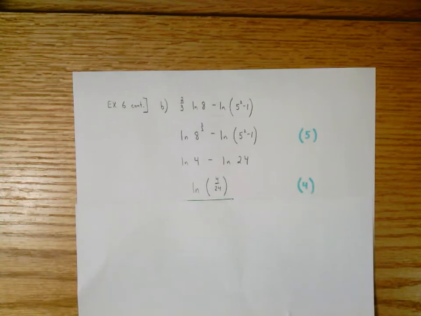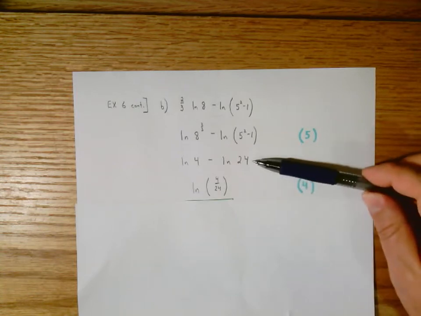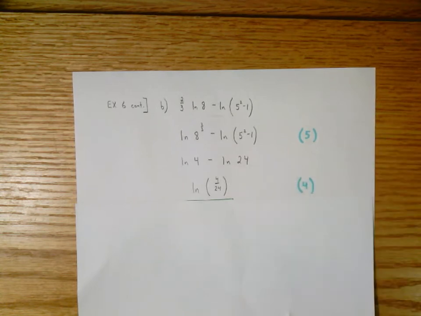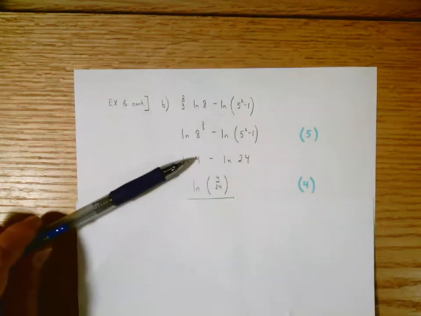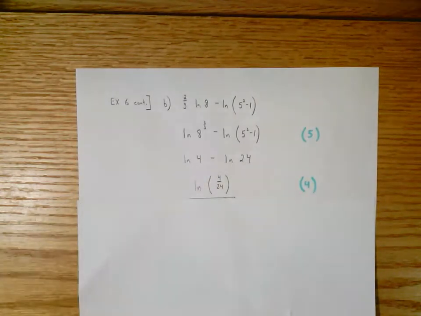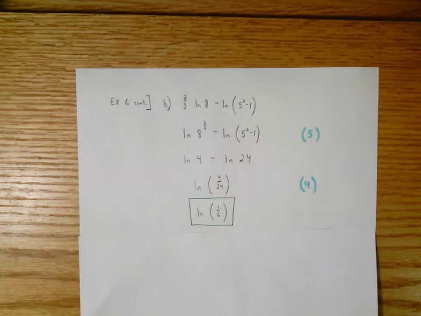Next, I'm going to use our fourth property, the one that said the logarithm of a quotient equals the difference of the logarithms. Here I have the difference of the logarithms. I can write that as a quotient. Remember, we talked earlier that the numerator comes from the logarithm that's positive, and the denominator comes from the logarithm that's negative. As a final step here, I'm going to simplify my fraction in the argument. 4 over 24 can be simplified to 1/6. So this is the natural log of 1/6.